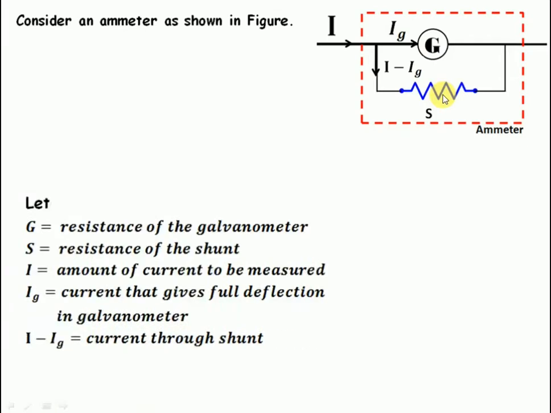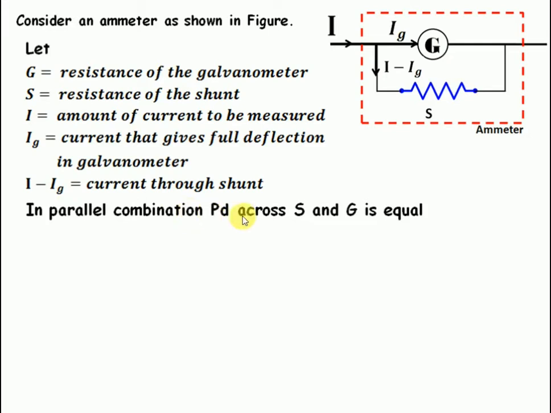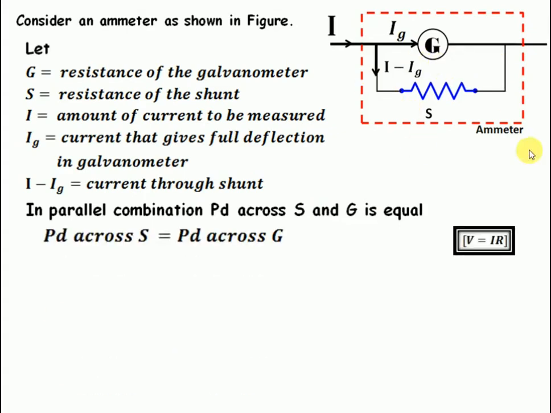Ammeter: I am considering G as the resistance of the galvanometer, S as the resistance of the shunt, I as the amount of current flowing through the ammeter and to be measured, and Ig as the current that gives full deflection in the galvanometer. I minus Ig is the current through the shunt. We know in a parallel combination the PD across S and G is equal.